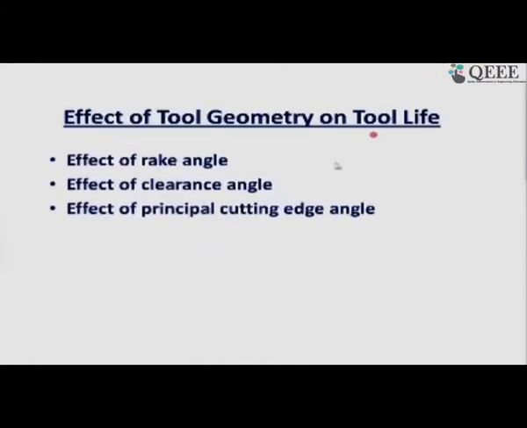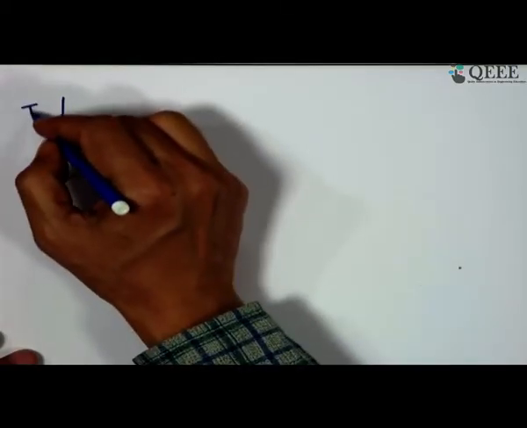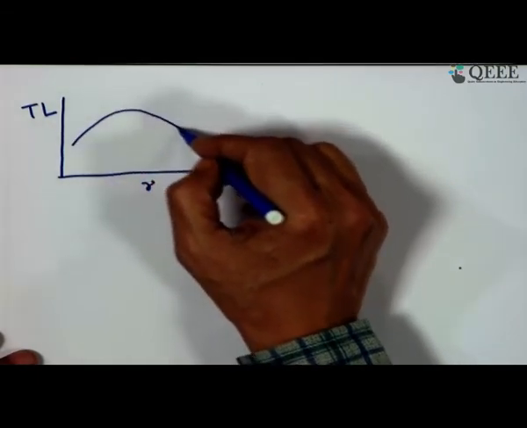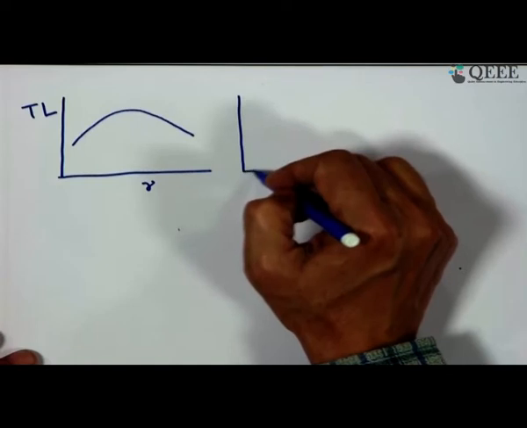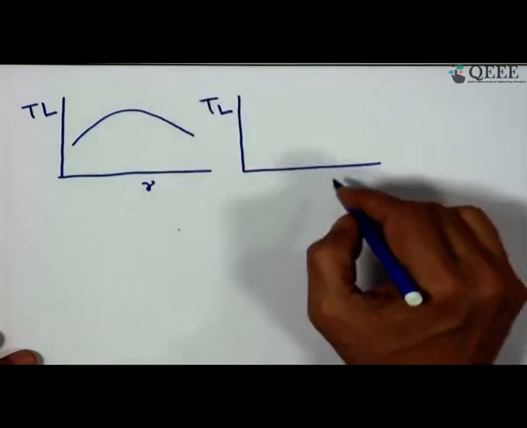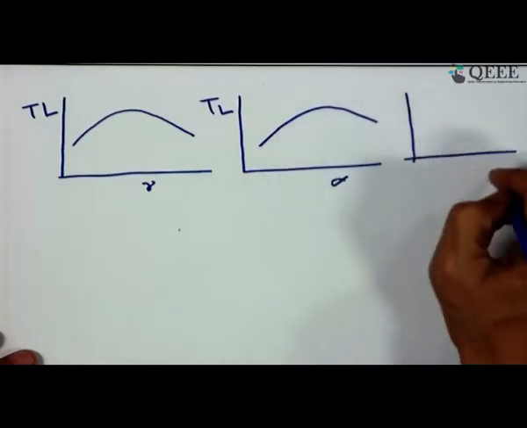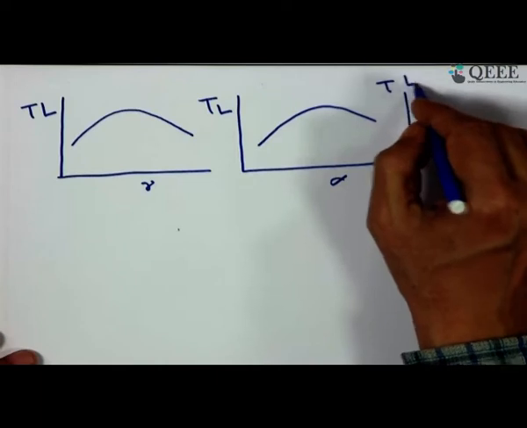And now comes the effect of tool geometry on tool life: the rake angle, clearance angle, and effect of principal cutting edge angle. So, friend, we understand that tool life is very much connected with your cutting temperature. So, it is obvious that when we have tool life versus rake, it will be high somewhere here and then it will be falling. For clearance angle, it is also the same trend. But when it is the angle phi, the tool life is falling.